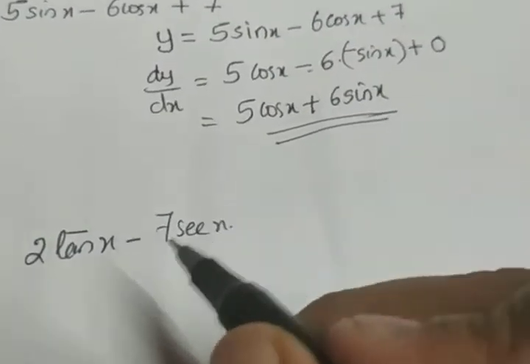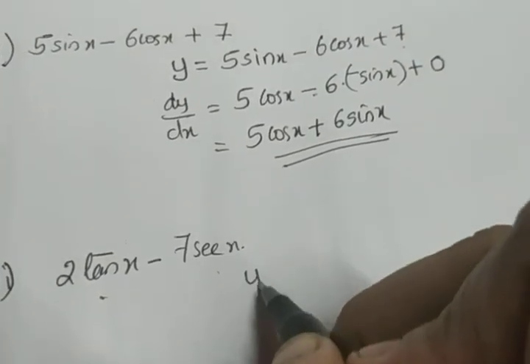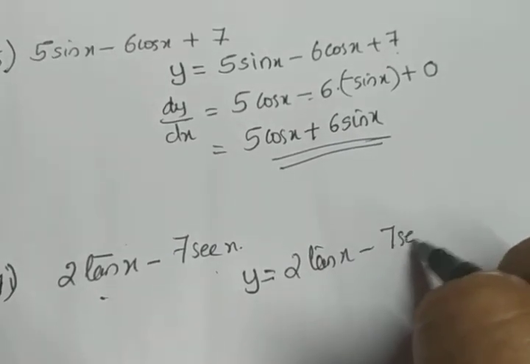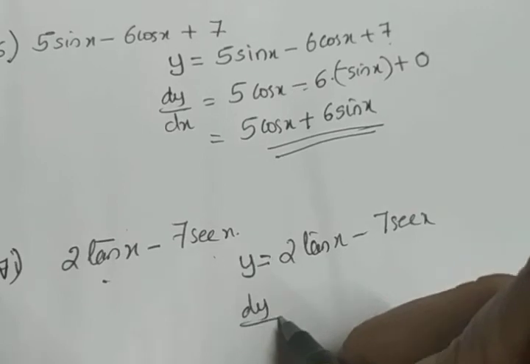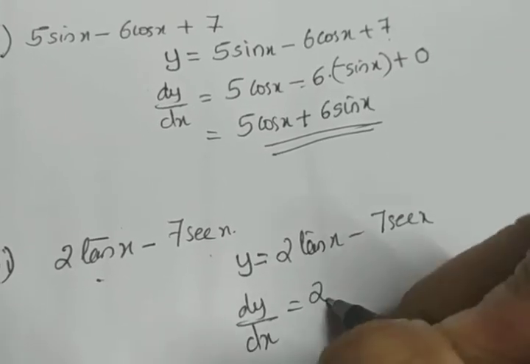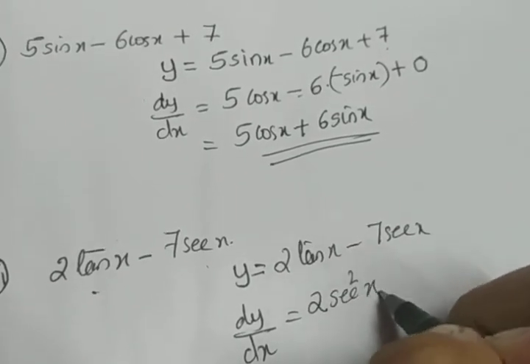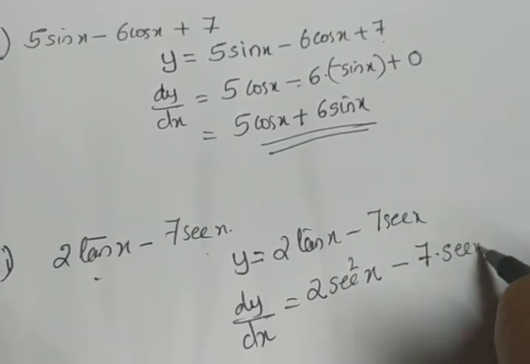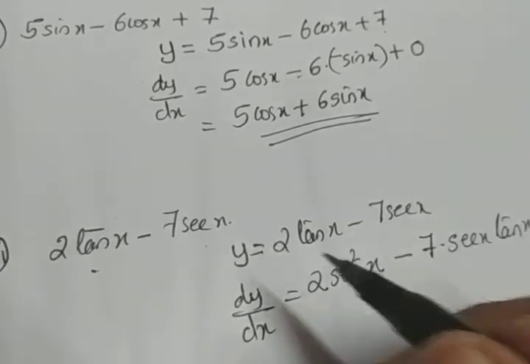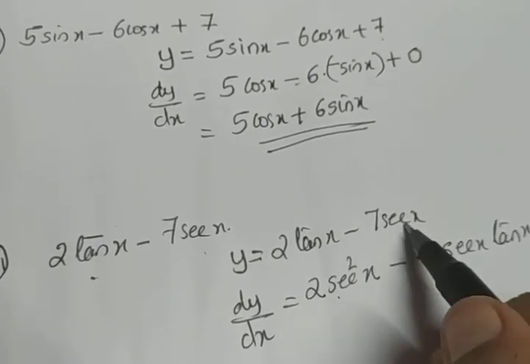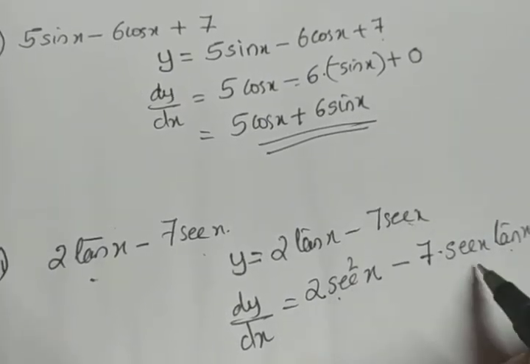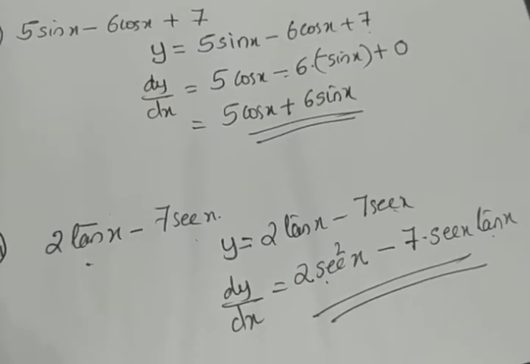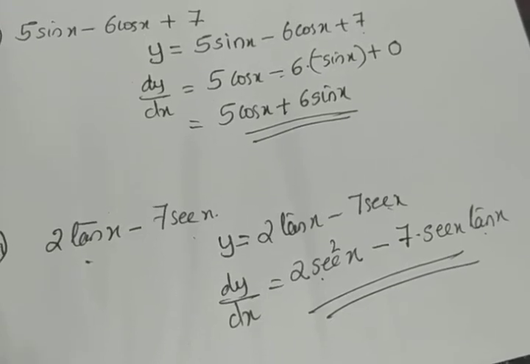And to the last question, 2 tan x minus 7 sec x. Y is equal to 2 tan x minus 7 sec x. So dy by dx equal to 2 into, what's the derivative of tan x? Derivative of tan x is sec square x, minus 7 into, what's the derivative of sec x? Sec x into tan x. Derivative of tan x is sec square x and derivative of sec x is sec x tan x. If needed, you can take sec x as common. Otherwise, you can write the answer as 2 sec square x minus 7 sec x into tan x.